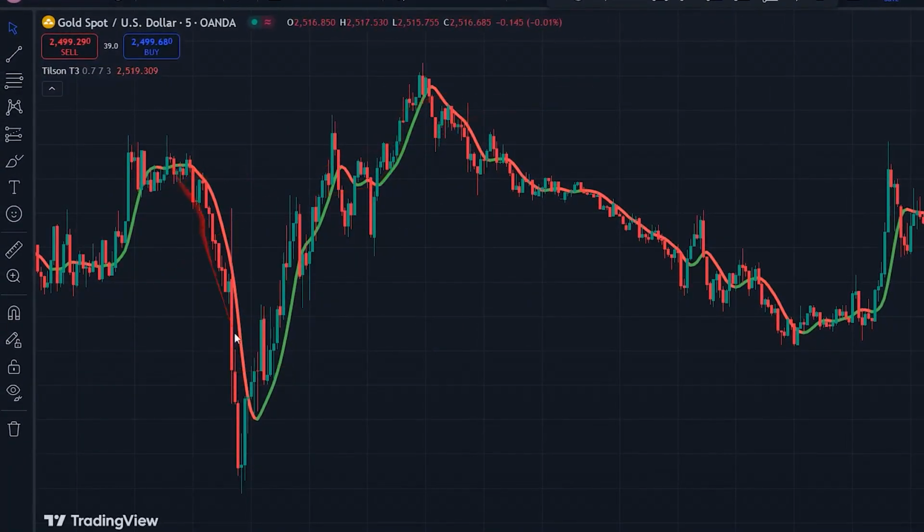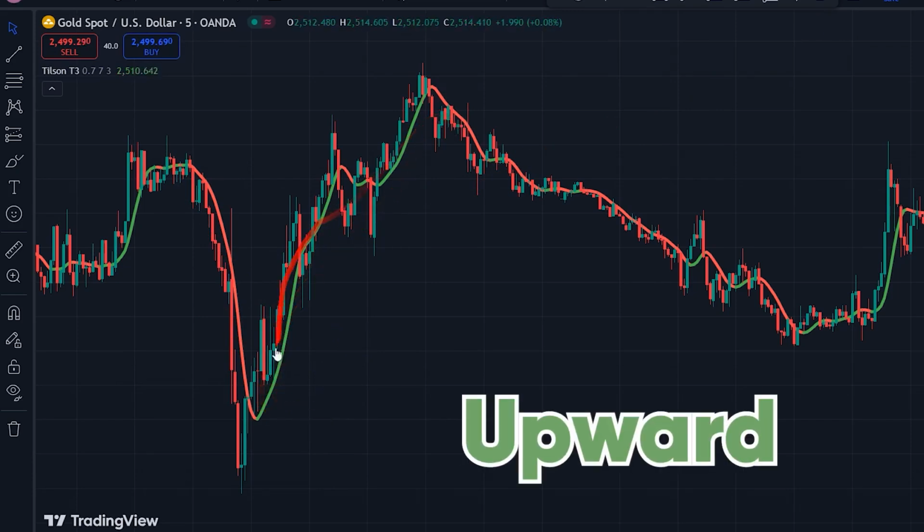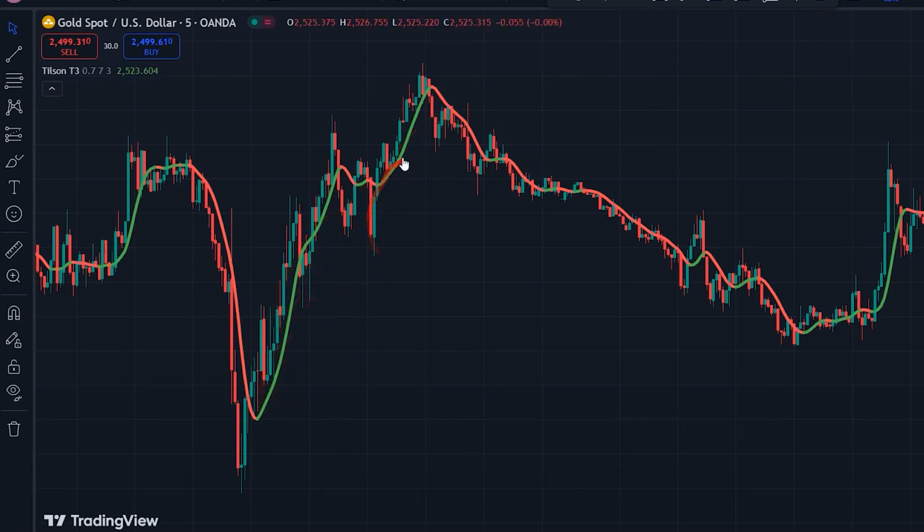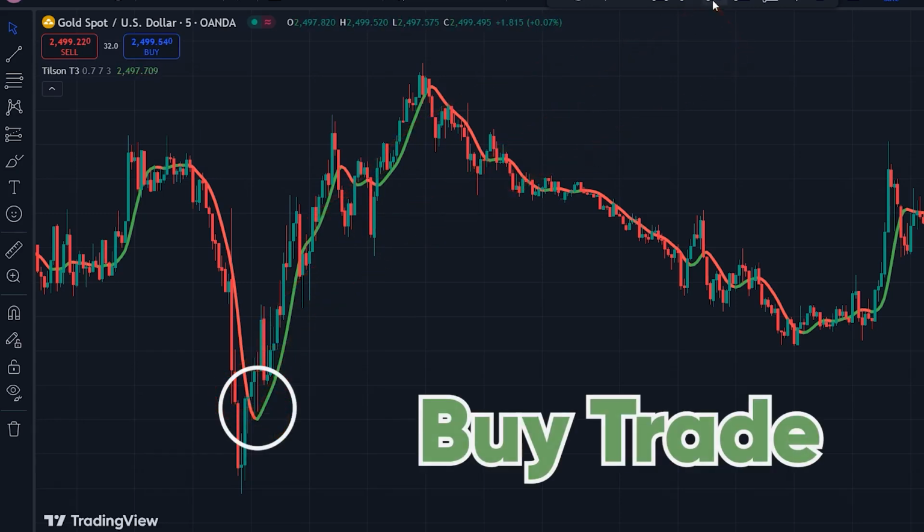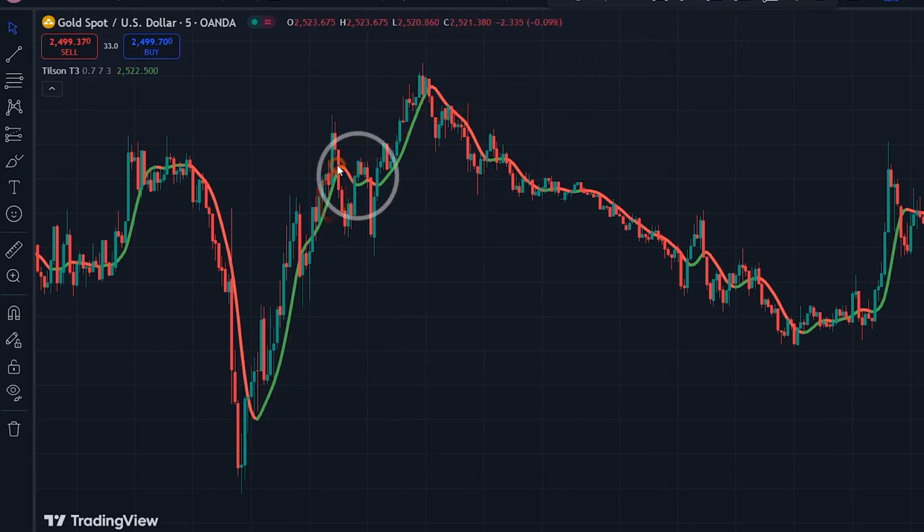We use this indicator as a tool to determine market trends. When the line of this indicator is green, we understand that our trend is upward and we expect price increases in the market. So at this point, we look for signals to enter buy trades in order to profit from the price increase in the market.